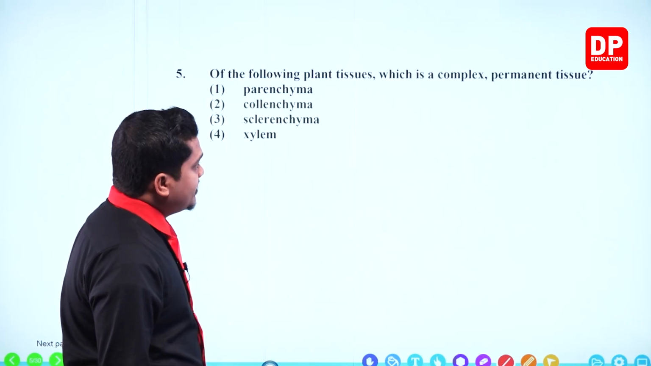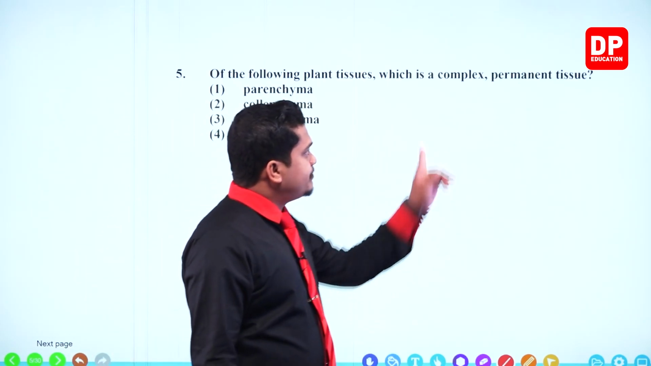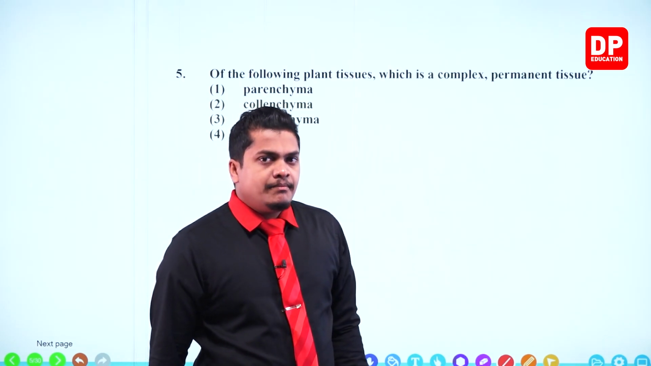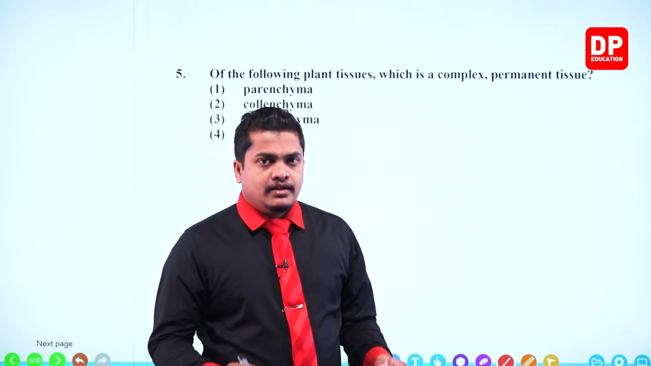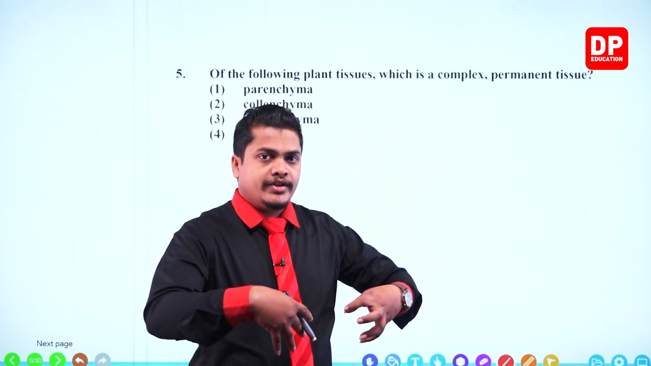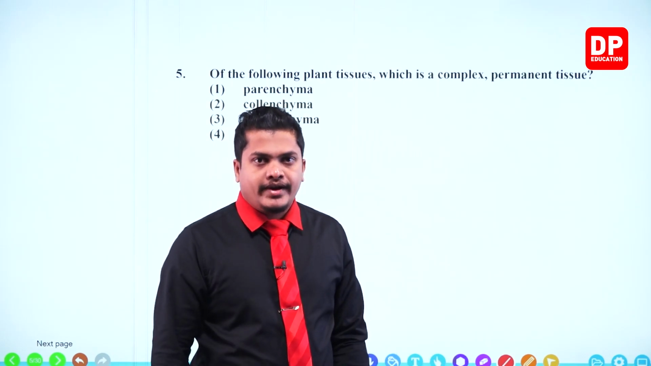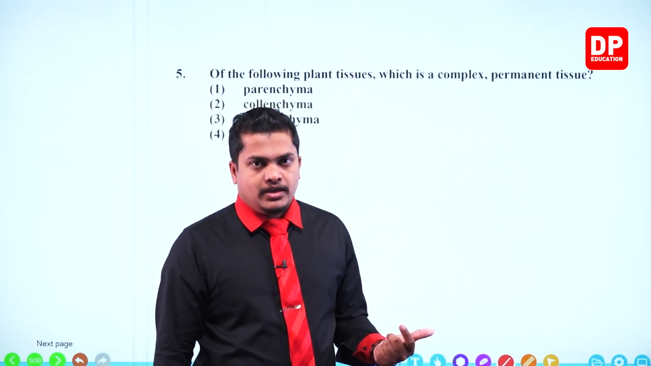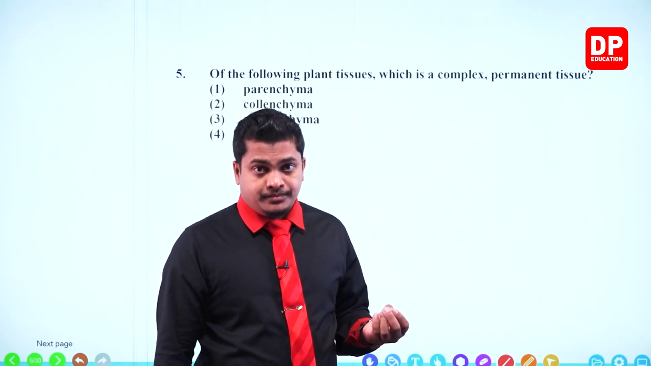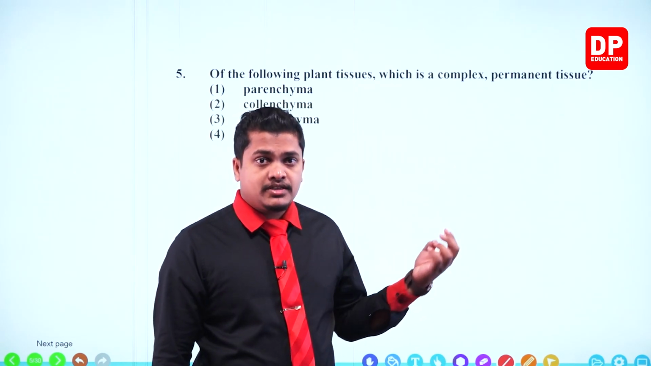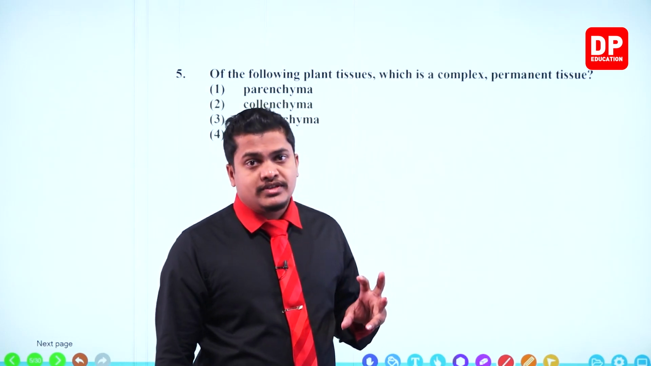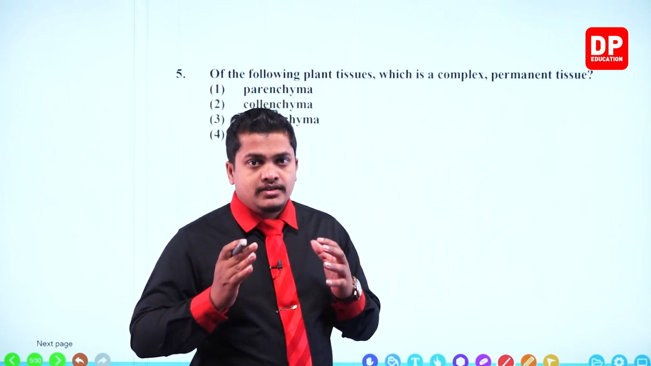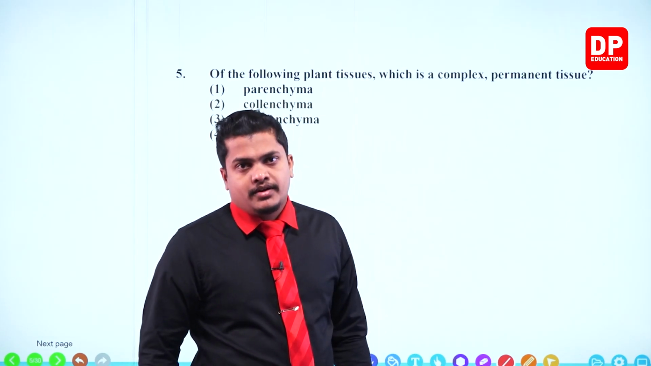Of the following plant tissues, which is a complex permanent tissue? So what do you mean by a complex permanent tissue? Complex permanent tissue means, my dear children, it contains different kinds of cells which join together to perform a specific function. Tissue is a collection of cells that performs a specific function. In a plant, a complex permanent tissue is created with different types of cells joining together to do a special function.